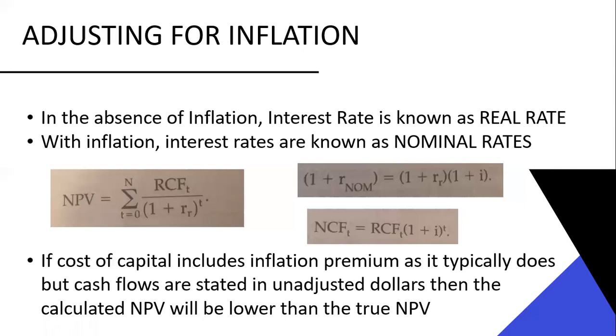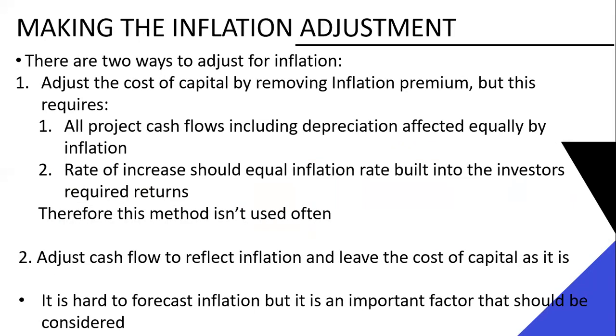If the cost of capital includes an inflation premium, as it typically does, but the cash flows are stated in unadjusted dollars, then the calculated NPV will be lower than the true NPV, right? So it's very important that you account for inflation, and there are 2 ways that you can do it. The first way is that you can adjust the cost of capital by removing the inflation premium. Now, either you can adjust the cost of capital, or you can actually adjust the actual cash flows.